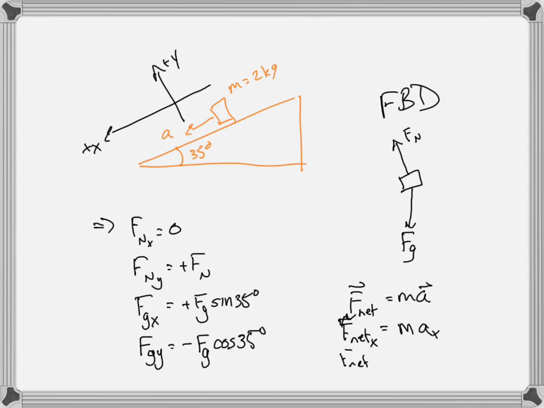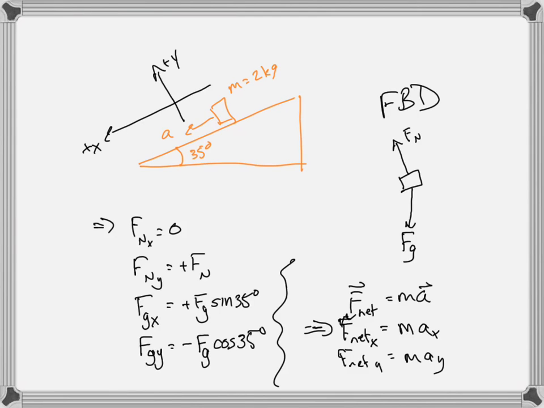F net y, because it's one-dimensional now. We're breaking the two-dimensional problem into two one-dimensional problems. I tend not to use the vector signs. F net x equals max, F net y equals may, right? That's what F net equals ma means. In the x direction, F net equals ma. In the y direction, F net equals ma.